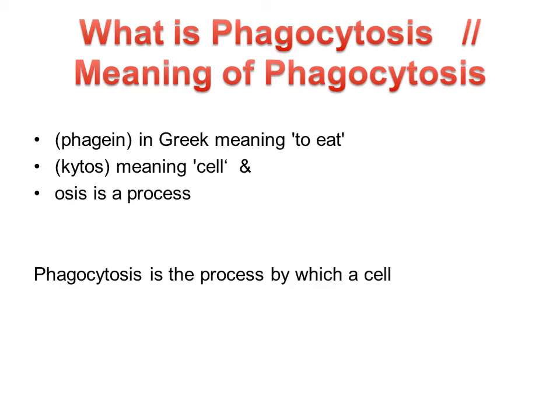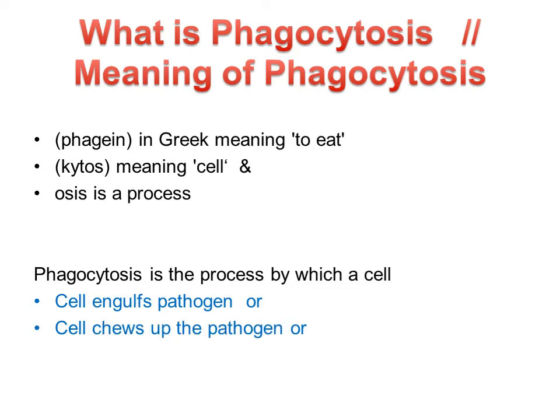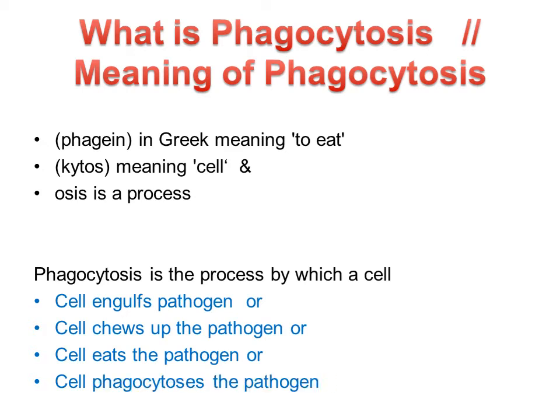Phagocytosis is the process by which a cell engulfs a pathogen, or we can say that a cell chews up the pathogen, or a cell eats the pathogen, or we can say that the cell phagocytoses the pathogen.